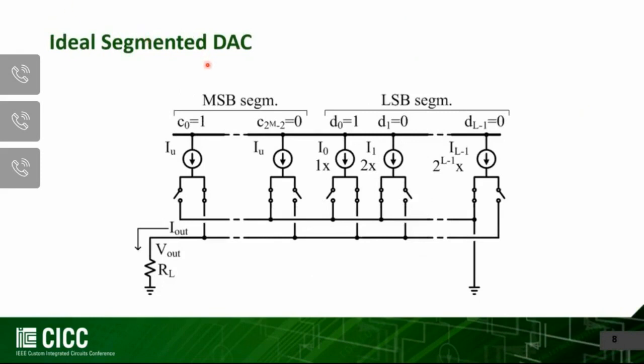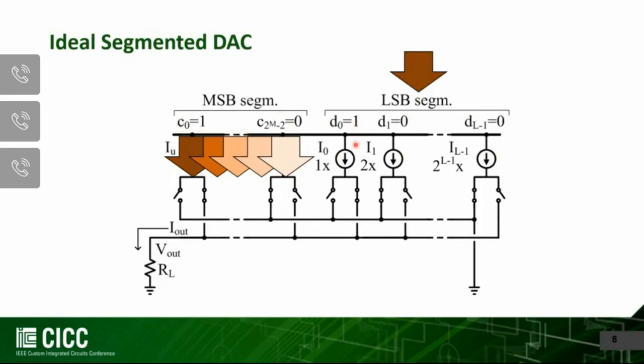Here is an ideal segmented DAC. The output current of the two segments is summed at the load RL as usual, and the residual current is steered to the ground. The total current of the LSB segment is equal to one of the unit currents in the thermometric MSB array. So as you can see, the sum of all these currents is equal to one of the unary currents in the MSB segments. Then this current is being split in binary weighted fashion.